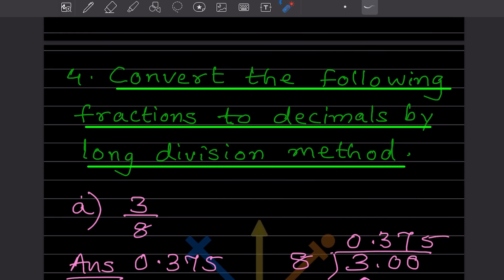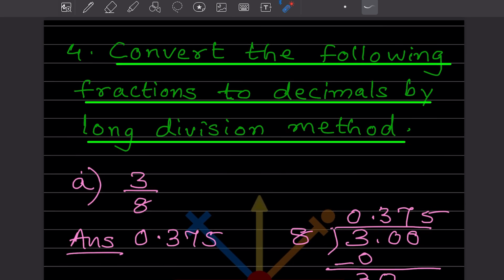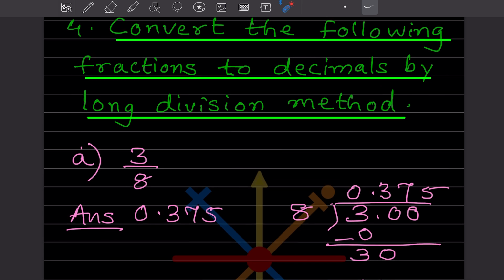Now convert the following fractions to decimal by long division method. And now see here, long division method means, now see here, this is 3 by 8. So whenever this is 3 by 8, this sign says that 3 is divided by 8. So now what happens here? Here you can see the number is smaller. This dividend is smaller than the divisor. So what did I do here? I put here 3.00 because we have seen any number of 0 after the decimal doesn't change the value. So I put here 3.00.